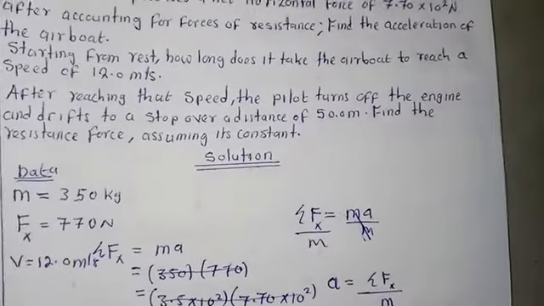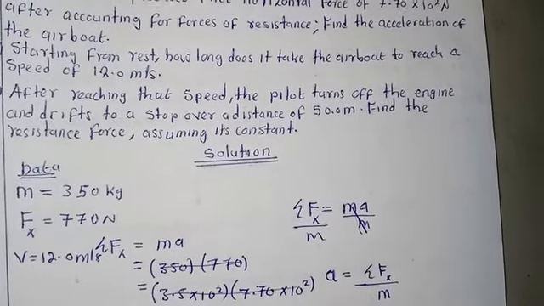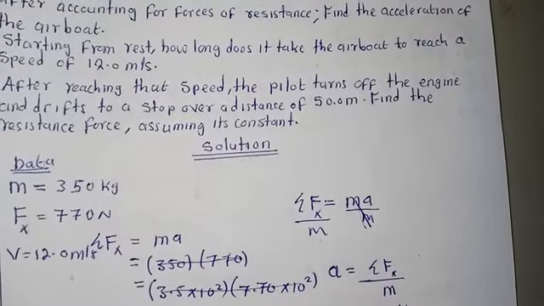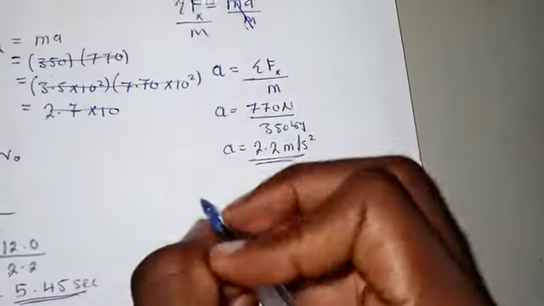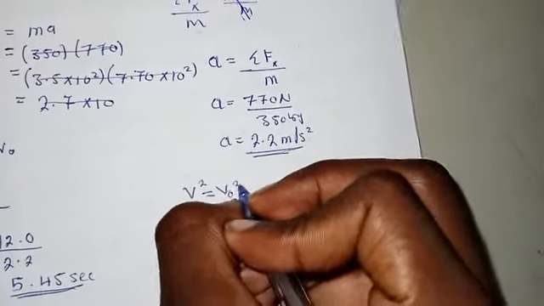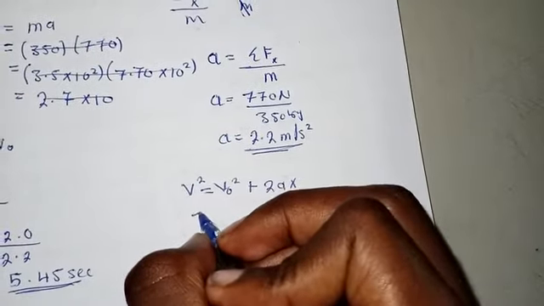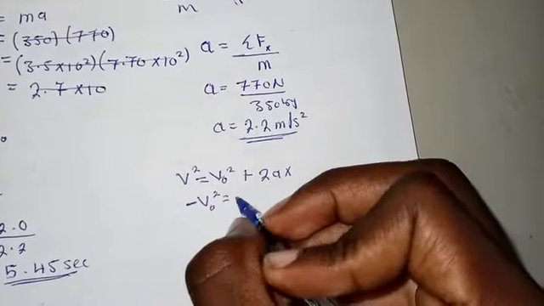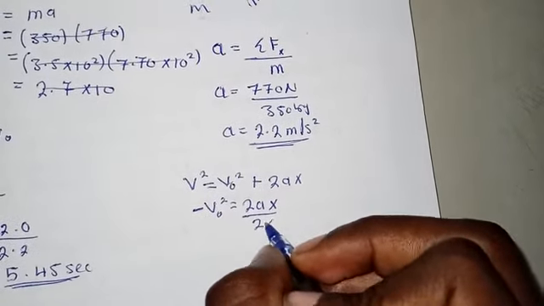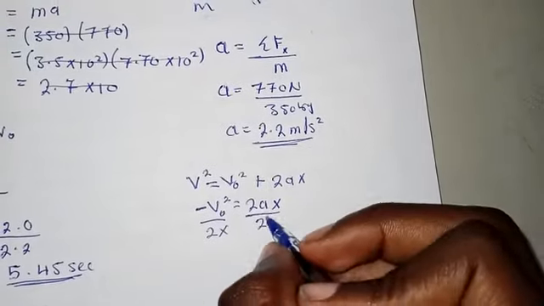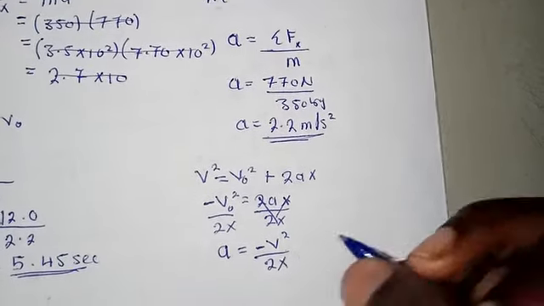Then they are saying, after reaching that speed, the pilot turns off the engine and drifts to a stop over a distance of that. Find the resistance force, assuming it's constant. They want us to find the resisting force. Now we know that V squared is equal to VO squared plus 2AX. Now this is 0, so therefore this is going to be negative VO squared equal to 2AX. We want to find the acceleration, so we divide by 2x over 2x. So this and that will cancel. We're going to have acceleration equal to negative v squared over 2x.